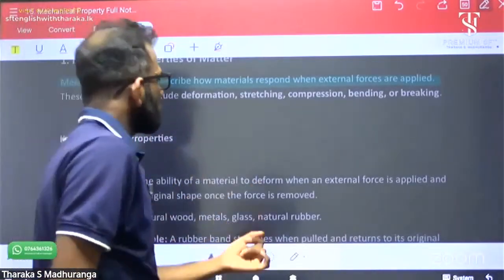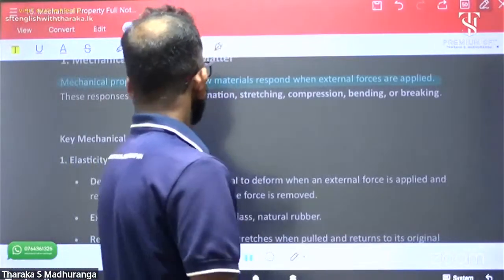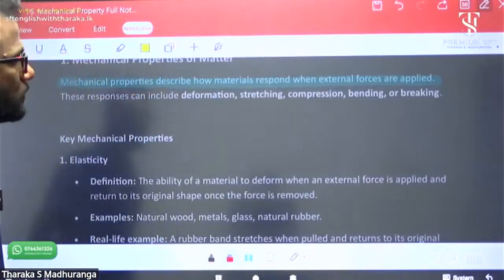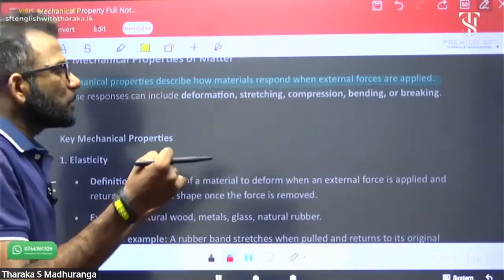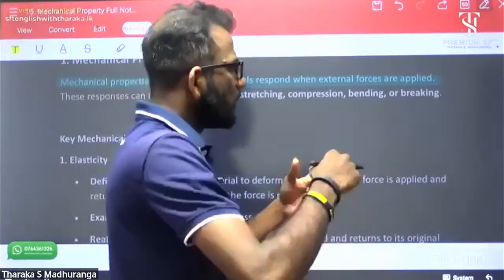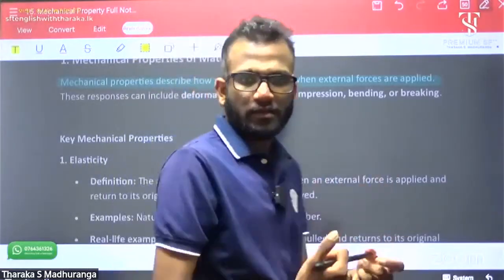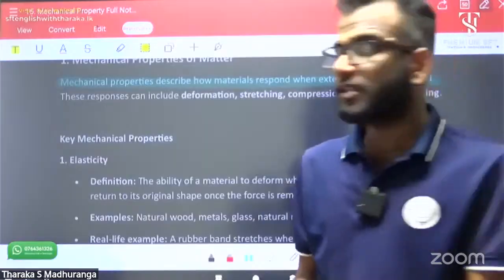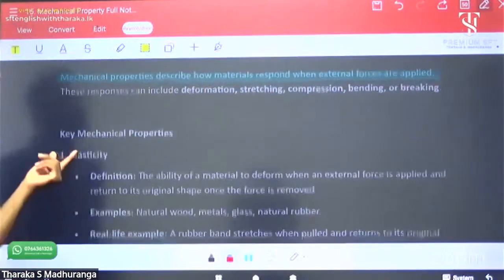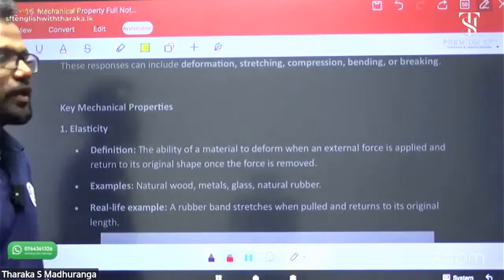For example: deforming, stretching, compressing, bending, breaking. They are the responses. Actually, they are the mechanical properties.